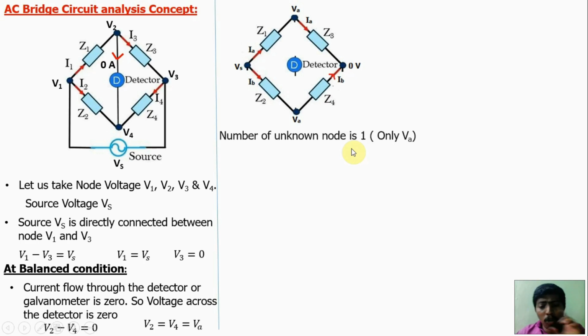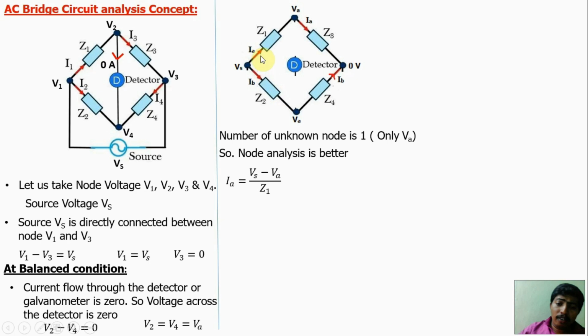Now the unknown parameter is only one node, VA. All these are known parameters. Vs is the source voltage, known, and the ground is 0 volt. So the unknown parameter is only one node, VA. So node analysis is very easy for bridge circuits. If we use mesh analysis, it will be very difficult. So if the question asks us to find the current flow through the detector or through an impedance, we should use node analysis. We already discussed how to find the current for bridge circuits. That video link is attached in the description box of the video, just refer to it.